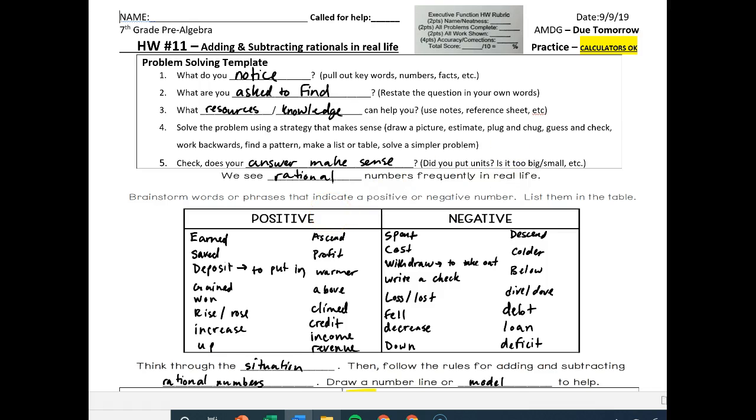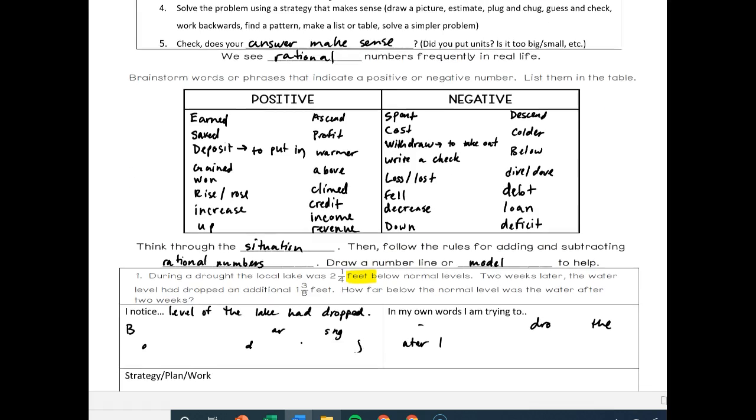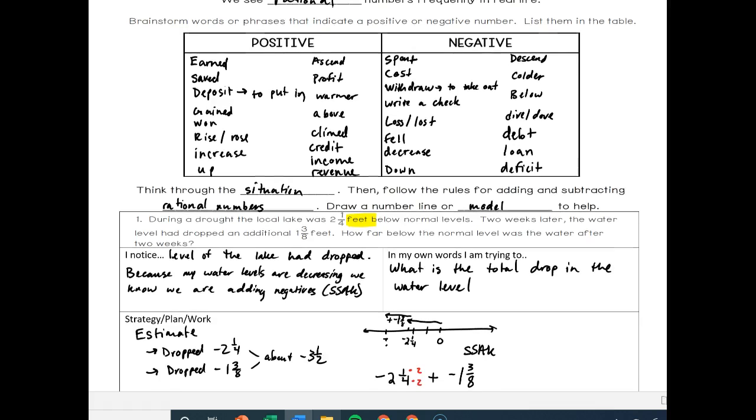We see rational numbers frequently in real life, and here are all the words we've come up with that mean positive or negative. We've got earned, saved, deposit, which means to put in, gained, won, rise or rose, increase, up, ascend, profit, warmer, above, climbed, credit, income, and revenue. These are all positive words.